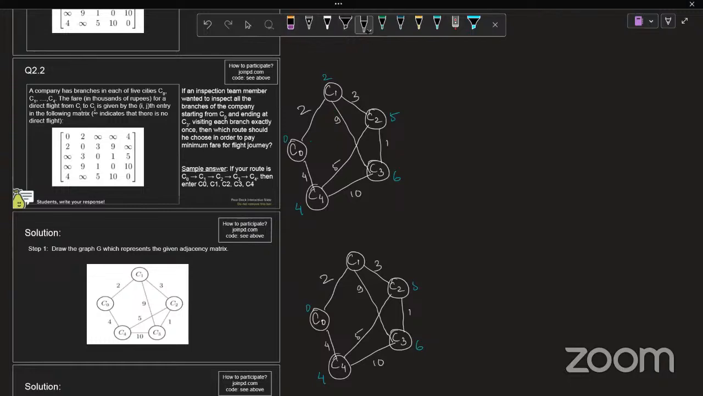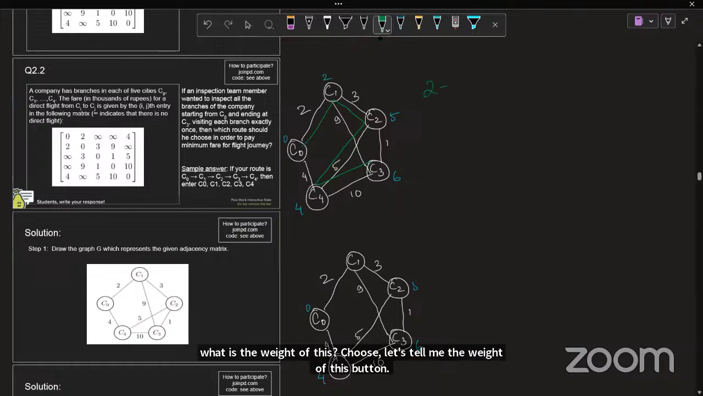Okay, see this part. This one, and use this part, and this part. We are able to cover all the vertices, right? So what is the weight of this path? Let's choose. Tell me the weight of this path. 20, sir. Weight of this path is 2 plus 3 plus 5, right?